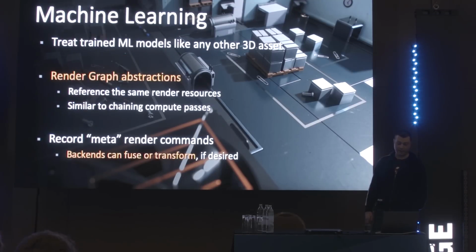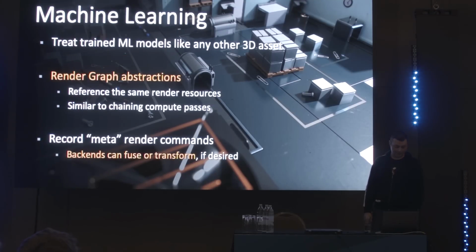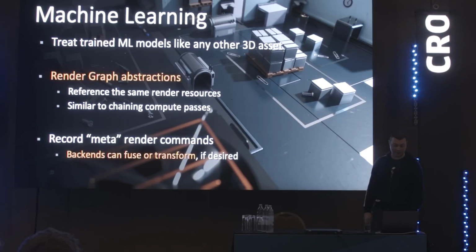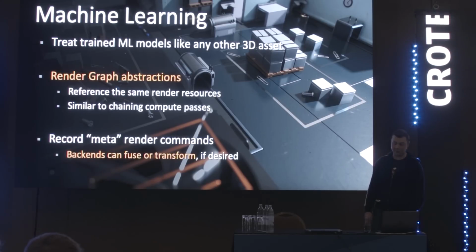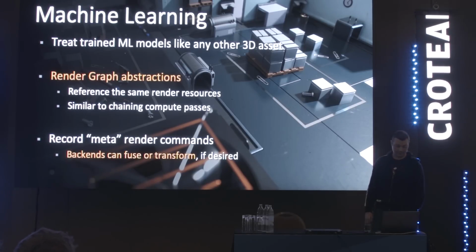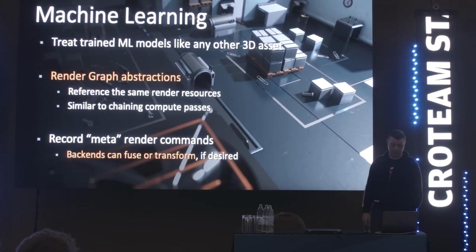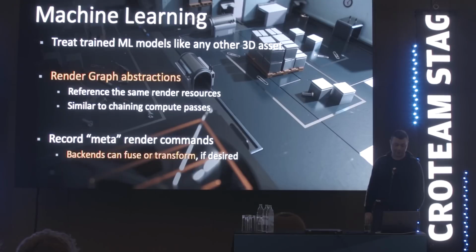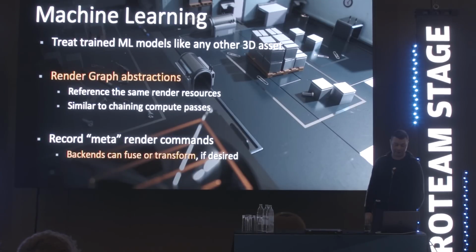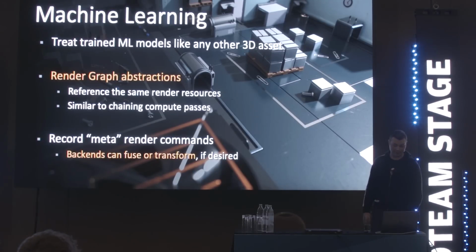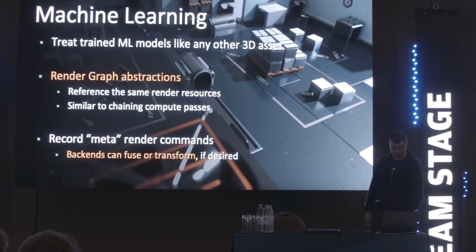So we can treat the trained ML models like any other 3D assets. We will expose DirectML with render graph abstractions. We want to reference the same render resources and provide a similar approach to chaining compute passes. Similar to our other high-level commands bracketed within a render pass, we will record some form of meta-render commands for ML bracketed together, and this will allow the various backends to fuse or transform these commands for performance if desired.